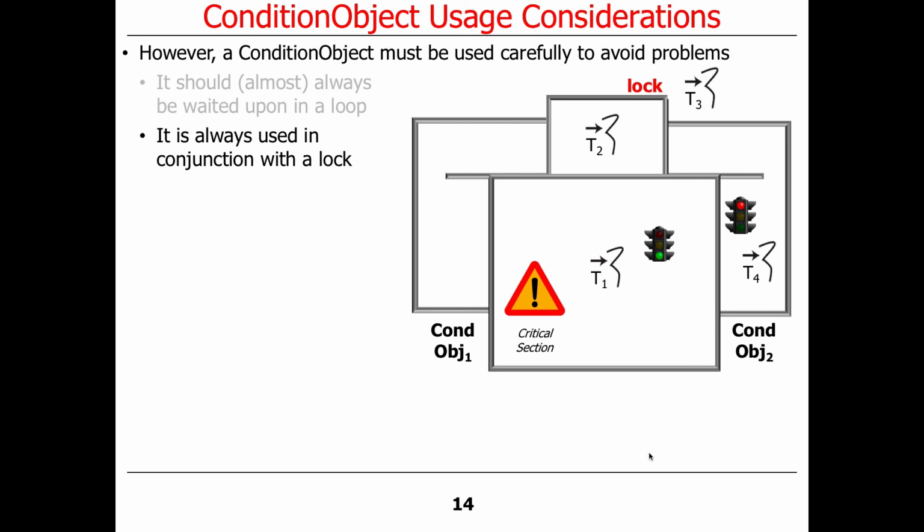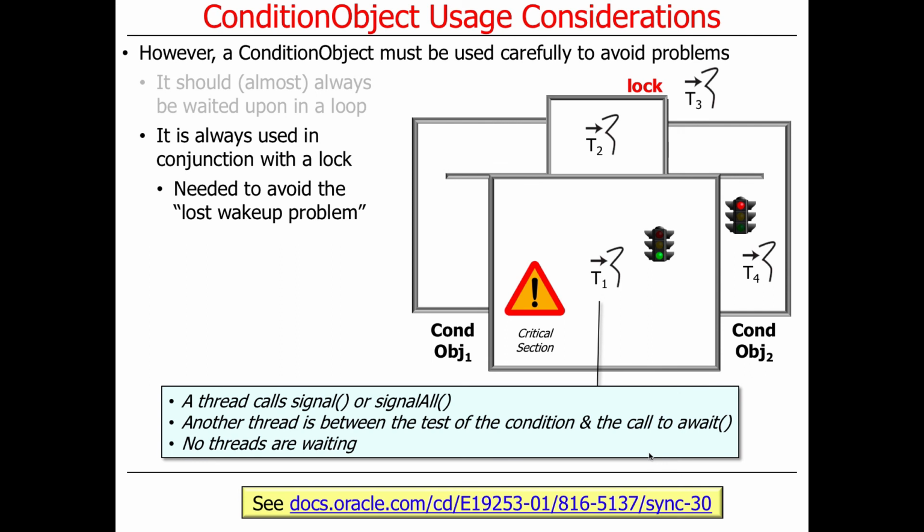You also need to make sure you use condition objects with locks. There are some circumstances where you don't need to use a while loop, but you always need to use a condition object in conjunction with a lock. The reason for that is to avoid something called the lost wake-up problem. So we have the spurious wake-up problem, and we have the lost wake-up problem. They're different problems. The lost wake-up problem occurs if you don't acquire the lock when you are checking the condition. You can read more about that at this link.